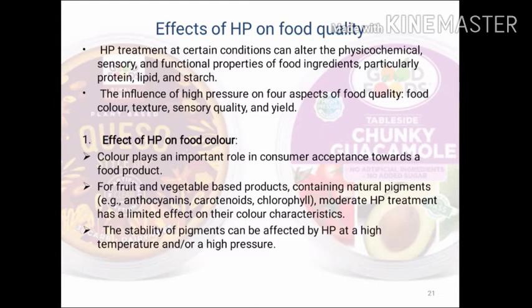For fruits and vegetable-based products containing natural pigments like anthocyanins, carotenoids, and chlorophylls, moderate high-pressure treatment has a limited effect on their color characteristics. In this case, the stability of pigments can be affected by high temperatures and not by high pressure. For example, raising the temperature to 50 degrees Celsius during pressurization resulted in the degradation of chlorophyll in broccoli juice.